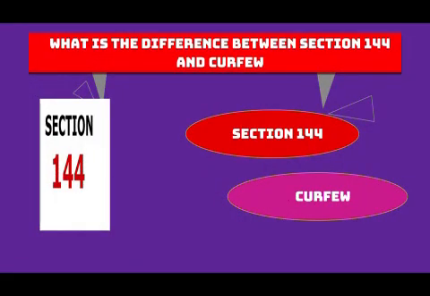What is the difference between Section 144 and curfew? Section 144 prohibits the gathering of four or more people in the concerned area, while during curfew people are instructed to stay indoors for a particular period. The government puts a complete restriction on traffic as well. Markets, schools, colleges and offices remain closed under the curfew, and only essential services are allowed to run on prior notice. So these are the differences between Section 144 and curfew.